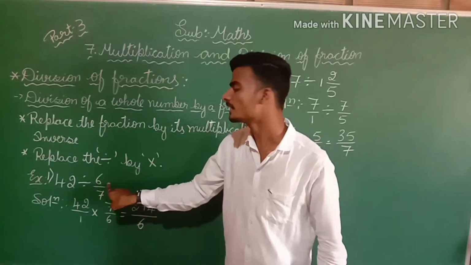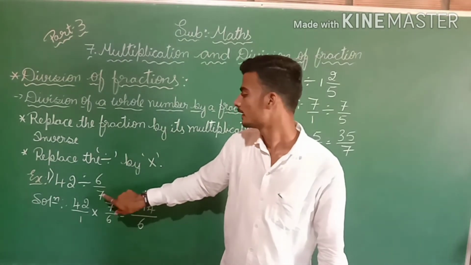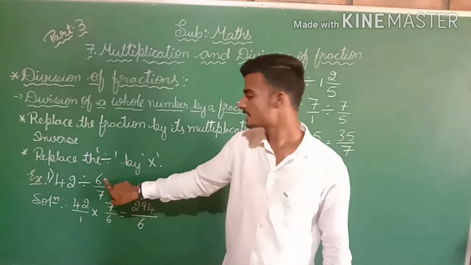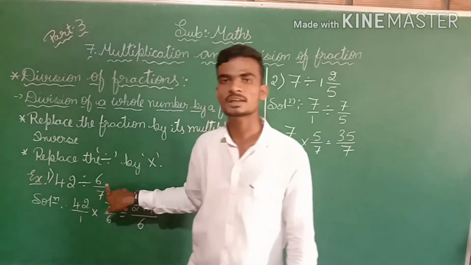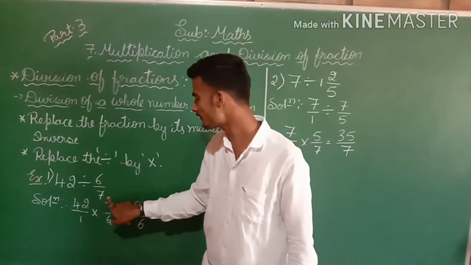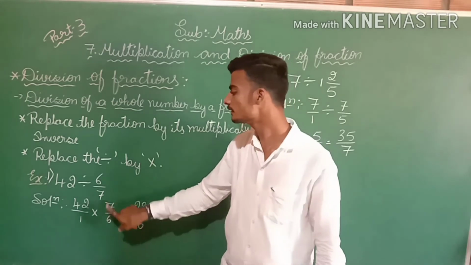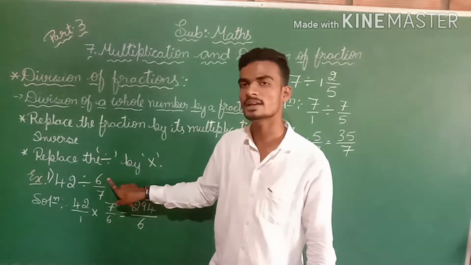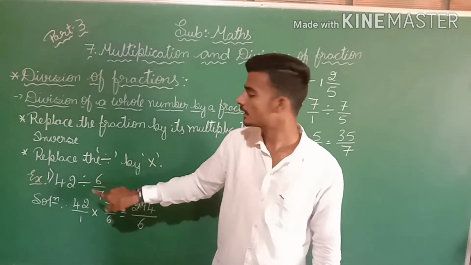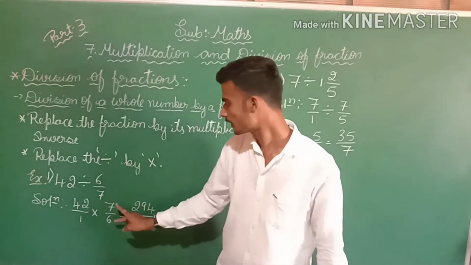By taking a reciprocal of this fraction. Okay, here for this fraction 6 by 7, what is the multiplicative inverse of 6 by 7? Here the multiplicative inverse of 6 by 7 is 7 by 6. You know that the denominator goes to the numerator, and the numerator comes to the denominator. This is a multiplicative inverse.